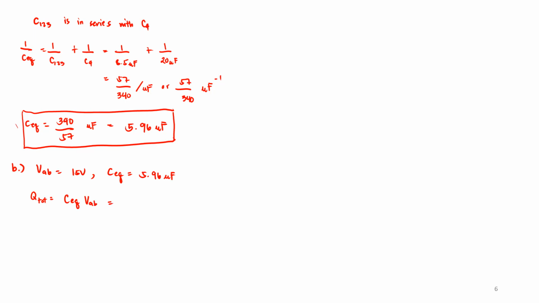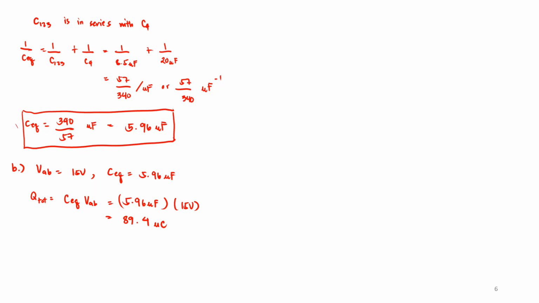So you have 5.96 microfarad multiplied by 15 volts. Since we have microfarad and volts, we will get microcoulomb. So this is equivalent to 89.4 microcoulomb. This is the total charge that is flowing through the circuit.